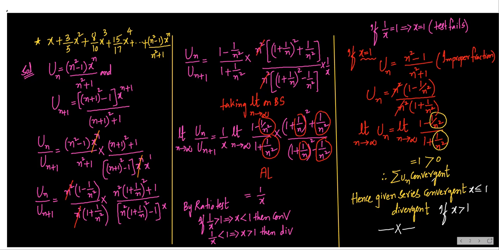Greater than 0 means convergent. Less than 0 means divergent. So directly we say that the given series convergent if x is already we said here less than, and we have proved that it is equal to 1 also convergent. So finally convergent divergent is x is equal to 1.